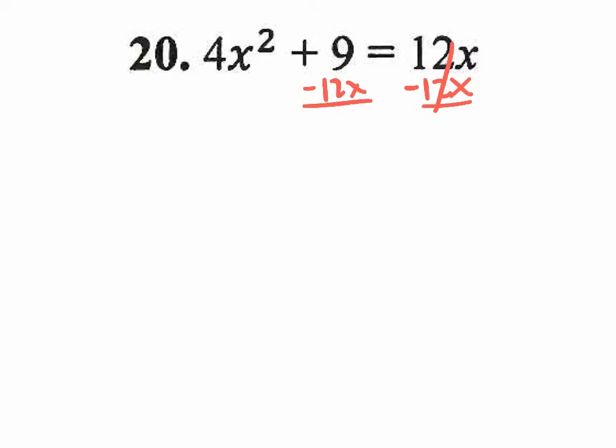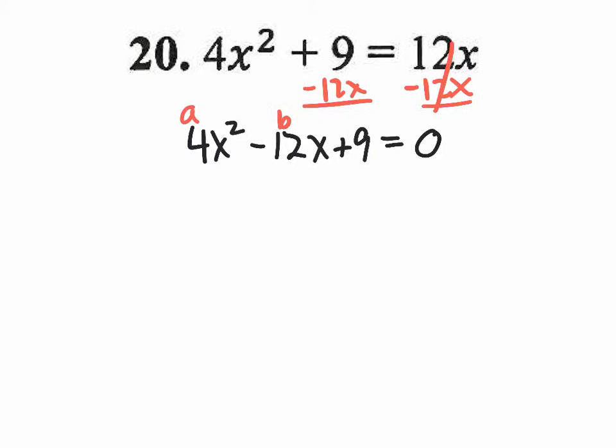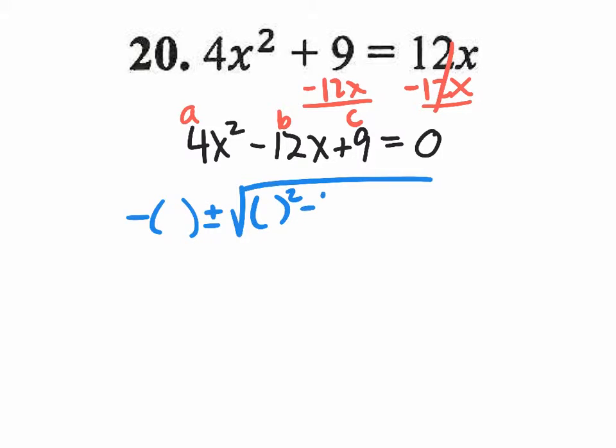You're going to rewrite it. It's going to be 4x squared minus 12x plus 9 equals 0. Now we can identify the a value being 4, the b value being negative 12, the c value being 9. And let's write out our entire quadratic formula, even though we don't need the whole thing. Negative b plus or minus the square root of b squared minus 4 times a times c, all divided by 2 times a. Again, we're focusing in just on the discriminant value.